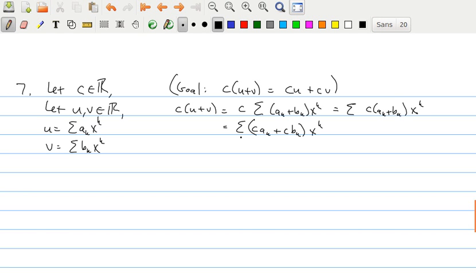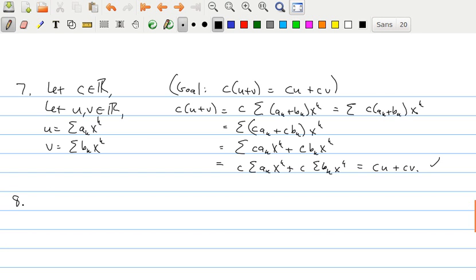We can do the same thing by distributing the x to the k through, and we get the sum of c a_k, x to the k plus c b_k, x to the k. And this we can break into two separate sums, not factor the c's out, just break this into two separate sums. Write this as the sum of c a_k x to the k plus the sum of c b_k x to the k. And this is cu plus cv. That was the goal, to show that the scalar distributed through both terms of the vector addition. So we've shown the first distributive property.